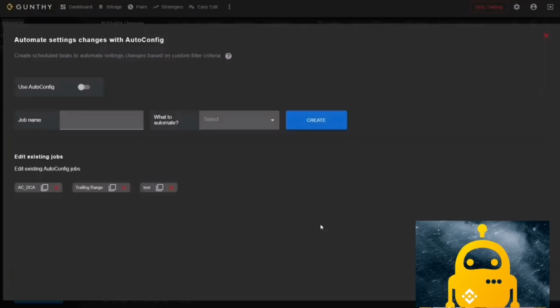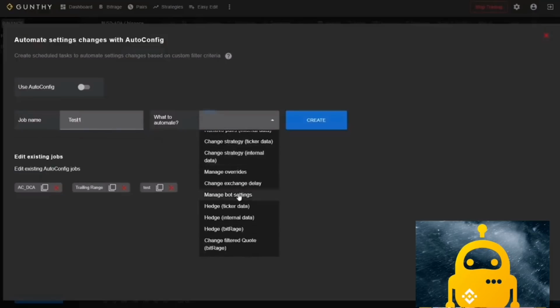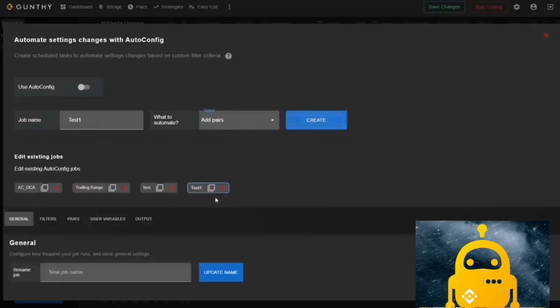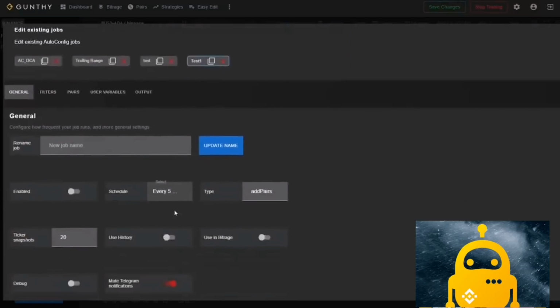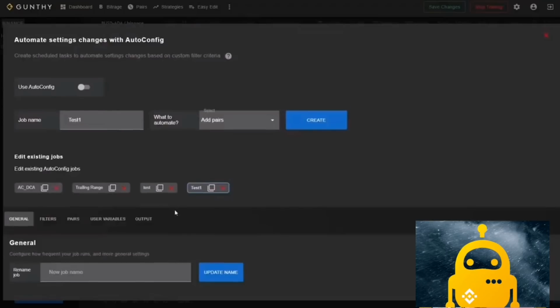Next, what I want to show you, this is probably one of my favorite features, is the new auto config method. So let's create an auto config method called test1, and I want to automate adding pairs. So let's create this. And now what auto config allows you to do is make adjustments to your strategy, to your pairs, while the bot is running.